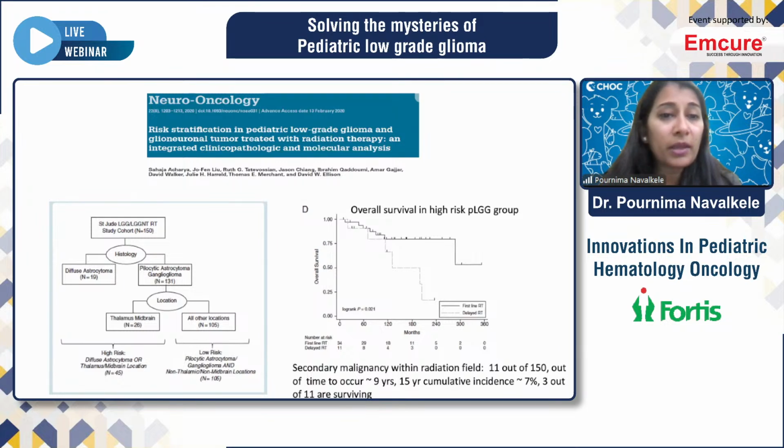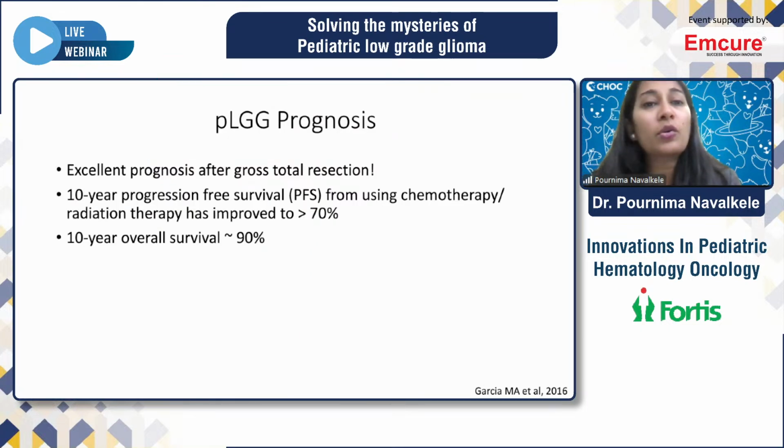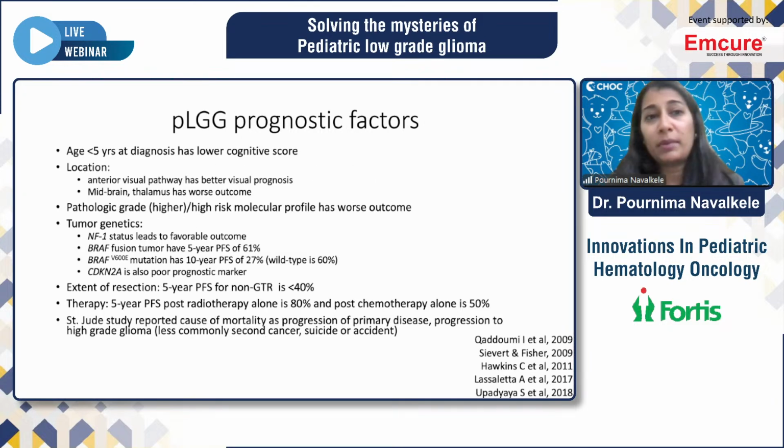This was a St. Jude publication which focused on the overall survival risk in the high-risk PLGG group, where radiation treatment given as first line really led to improved survival. In general, PLGG prognosis is excellent if there is gross total resection, and 10-year progression-free survival with the use of chemotherapy or radiation therapy improves to more than 70%. The prognosis of PLGG depends on age, location, pathologic grade, very importantly the molecular features of the tumor, the extent of resection, as well as what therapy is used after resection.